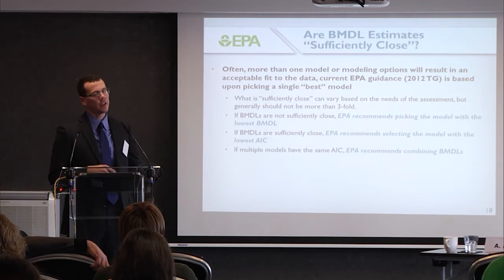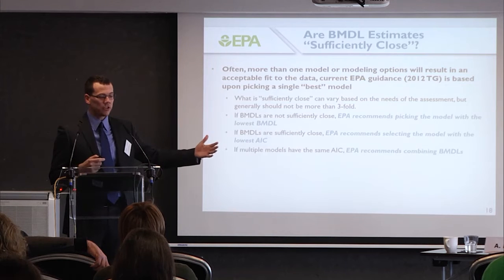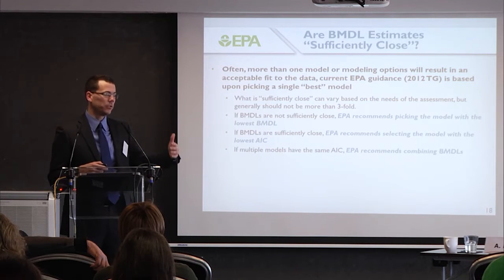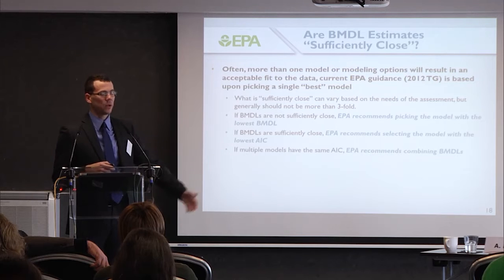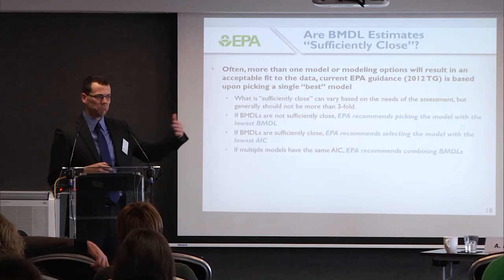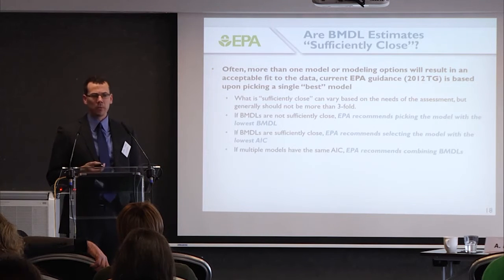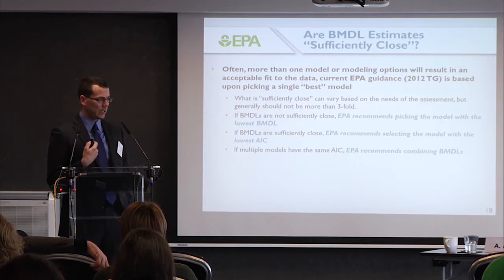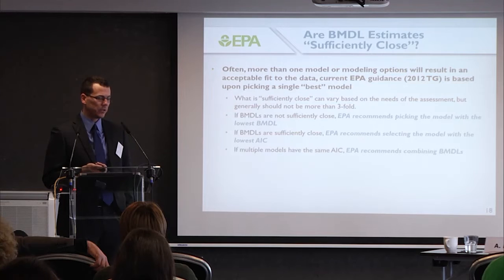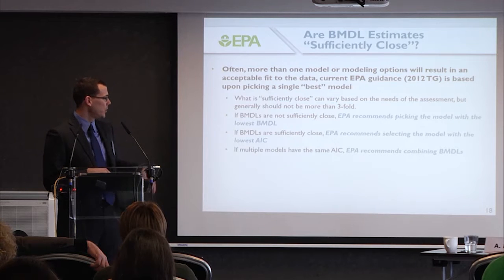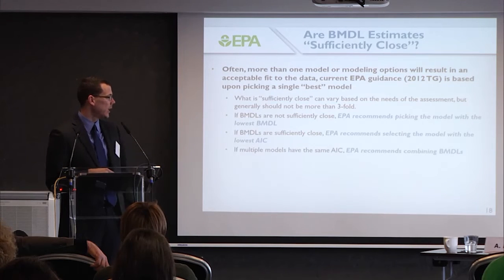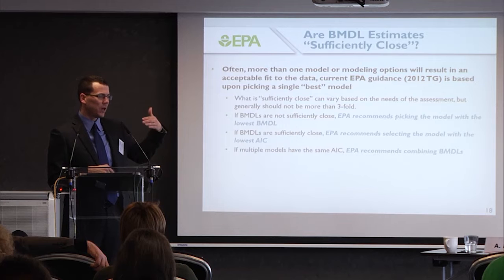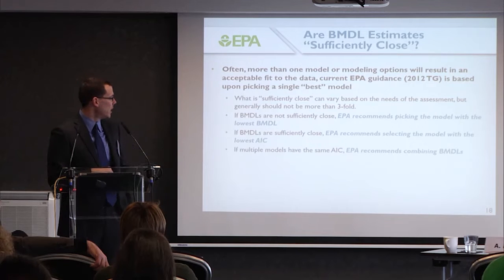However, if your data is such that you've got a wide range in BMDL, so they're not sufficiently close, and one model or maybe a couple of models are giving you BMDLs that are a little bit lower than the BMDLs for the other models, in that case, to be health protective, in acknowledging that there is model dependence in your modeling results, we recommend that you pick the model with the lowest BMDL.